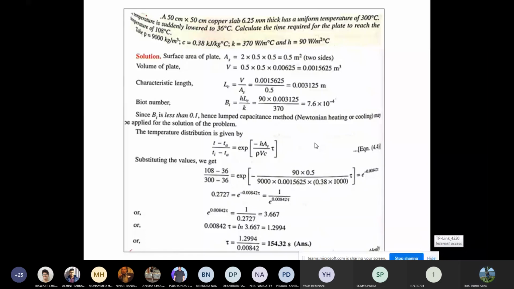Take rho as 9000 kg per meter cube. Specific heat given is 0.38 kilojoule per kg degree C. Thermal conductivity is 370 watt per meter C, and the convective heat transfer coefficient is 90 watt per meter square C.